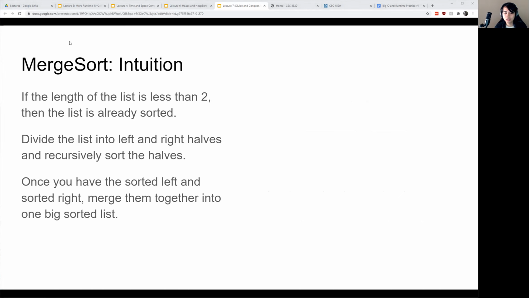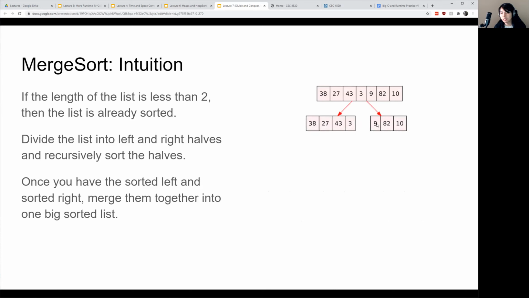And the way we're going to do this is we're going to look at an example. Here's an example. I have a list here. It has 38, 27, 43, 3, 9, 82, and 10. It's obviously unsorted. We're going to try to split this in half. Since this list doesn't have less than 2 elements, we're going to split it into a left half and a right half. So the left half looks like this, and the right half looks like this. When there's an odd number of elements, we just put the extra element in the left half, in this case. Then we're going to split each of these lists into 4 separate lists. So in the left half, we're going to make smaller lists here, and in the right half, we're going to make smaller lists here as well.